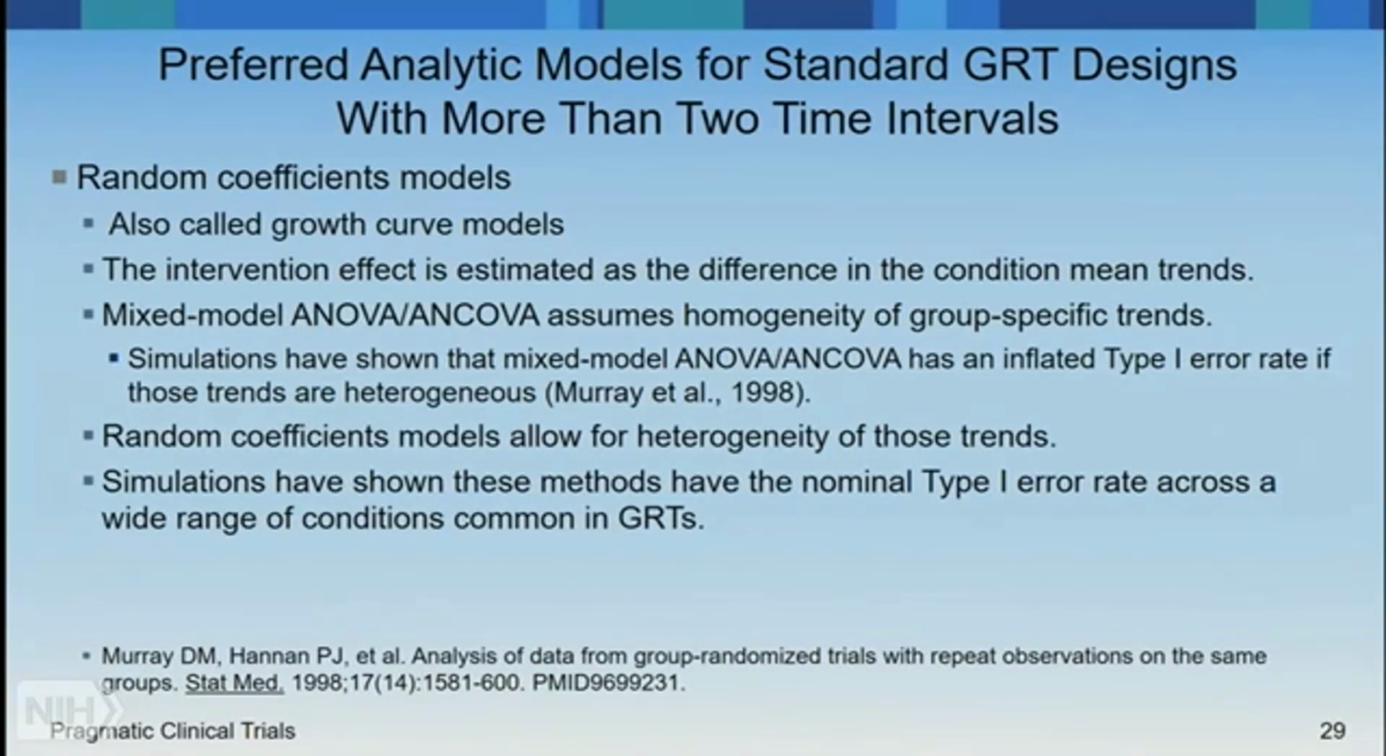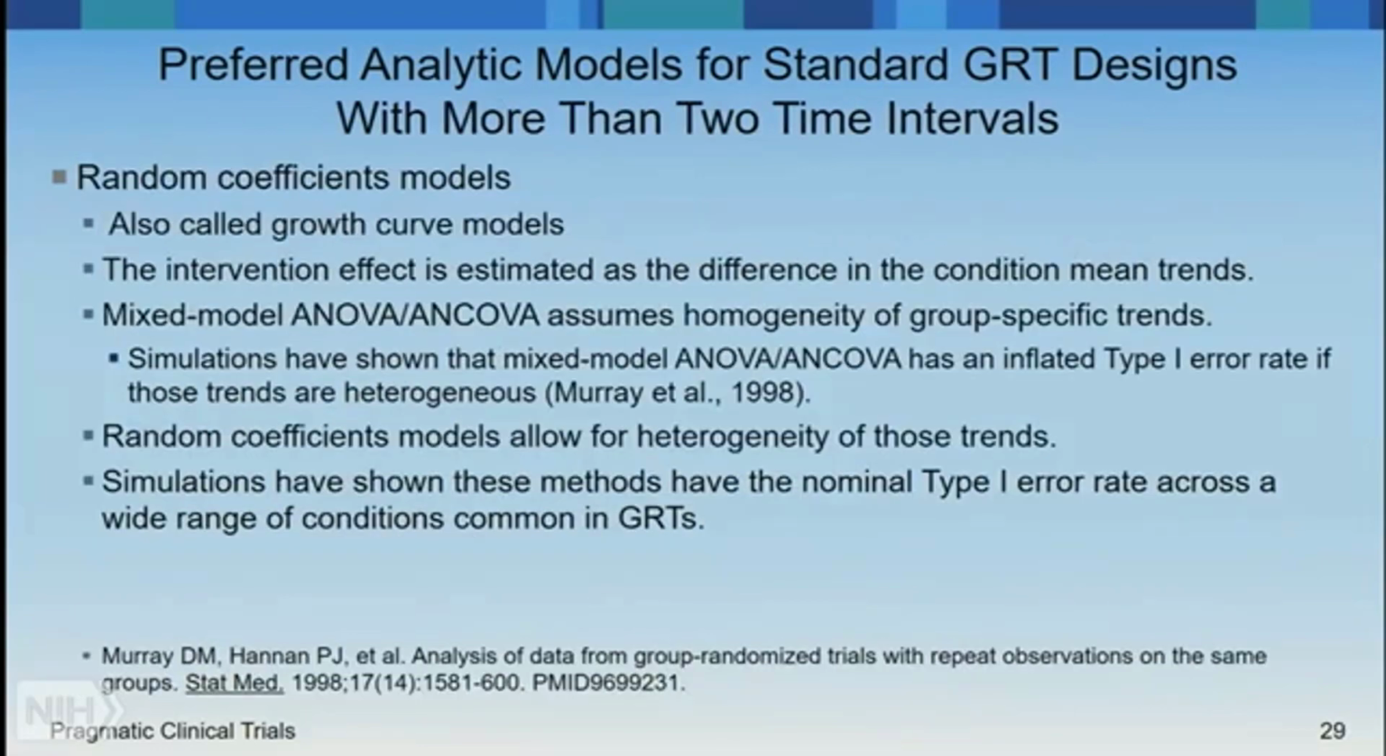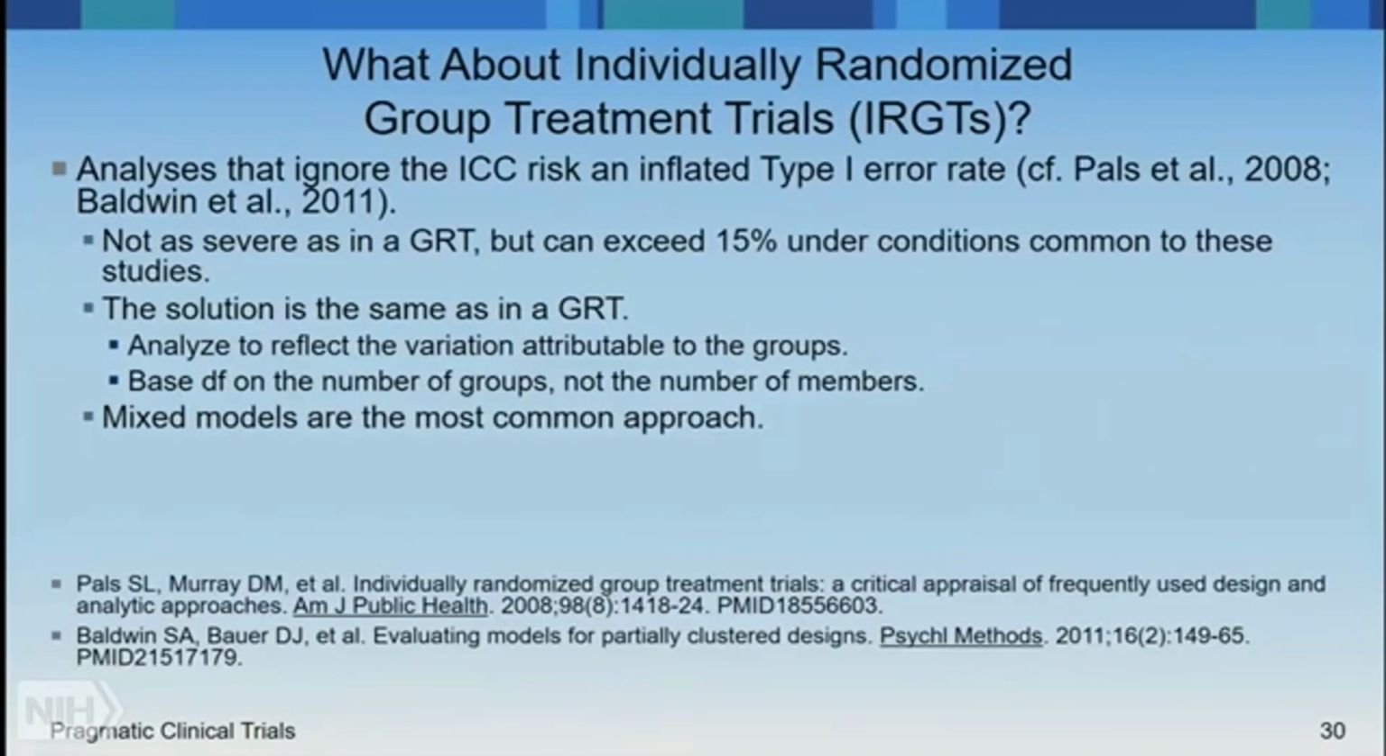And the previous class of models, the classical repeated measures mixed model ANOVA, has an inflated type 1 error rate as soon as I have 3 time points or more. So a cautionary note there. What about individually randomized group treatment trials? Well, the problem with intraclass correlation, or the effect of the intraclass correlation, isn't as severe because it doesn't exist at baseline, but it does develop over time. And the type 1 error rate can exceed 15 or 20% easily enough. The solution is the same as in a parallel group randomized trial.